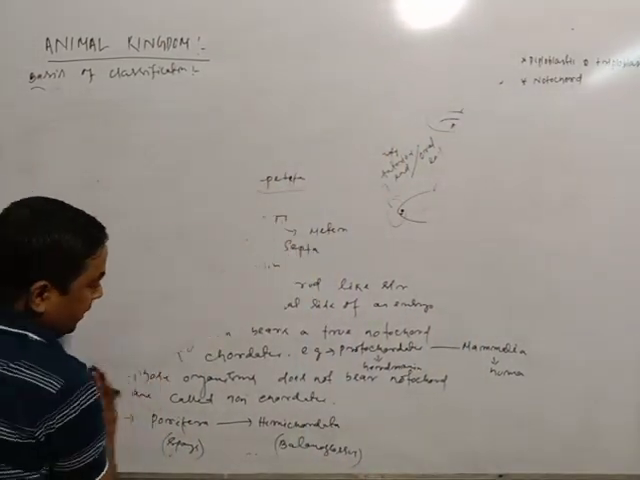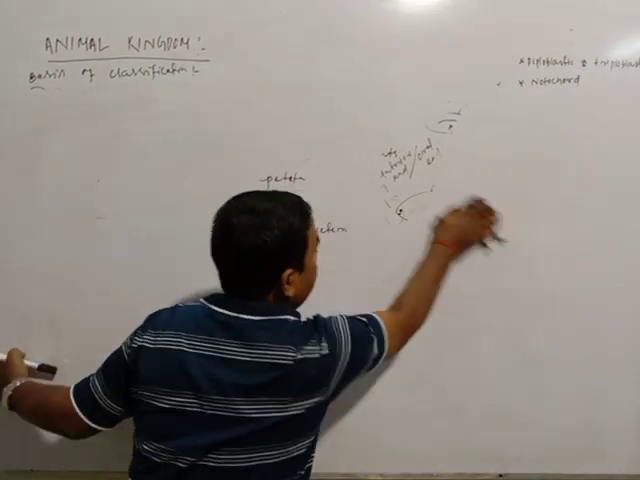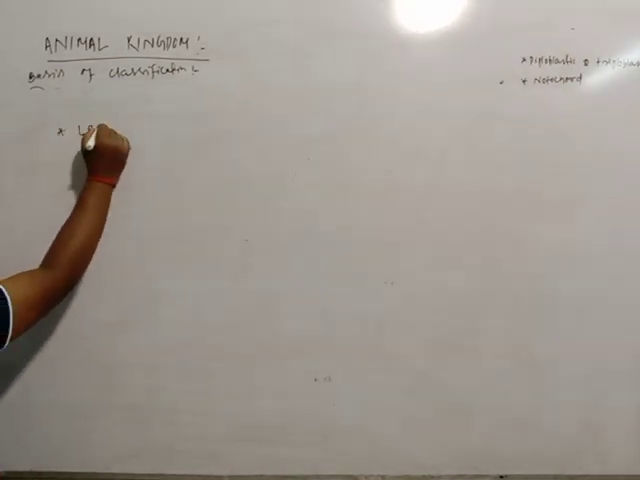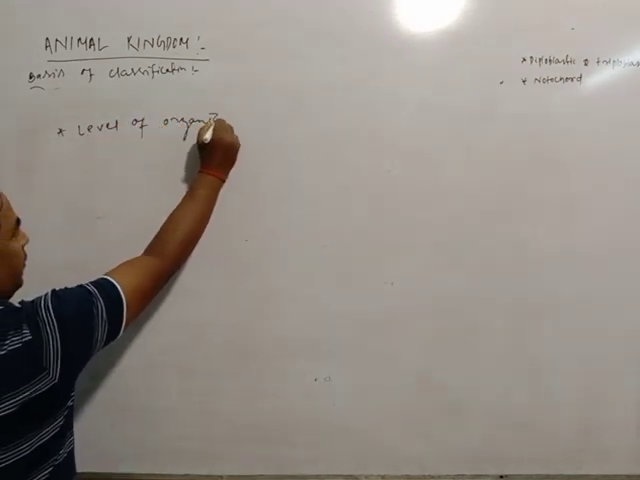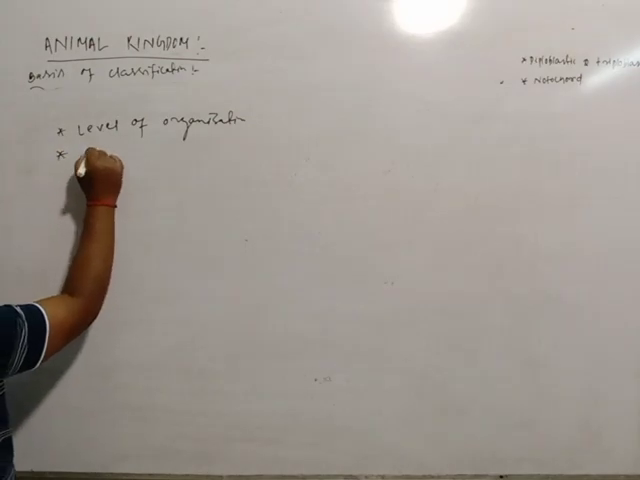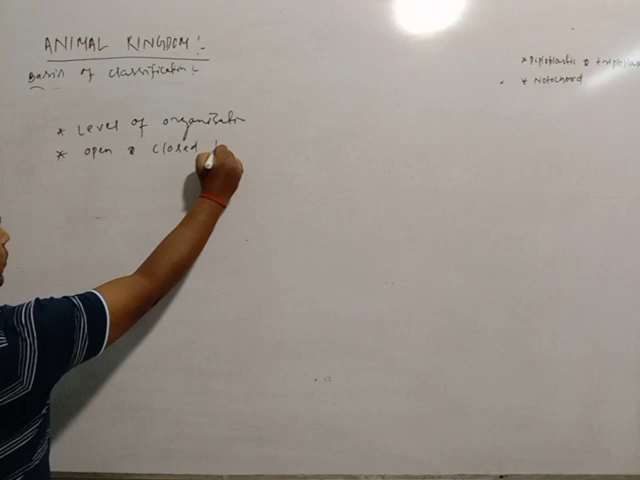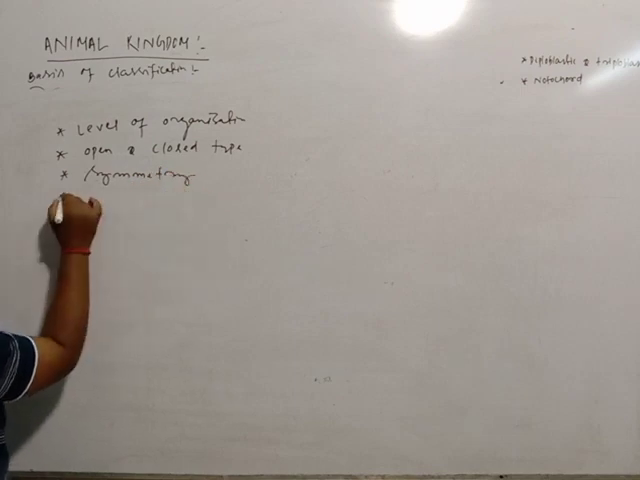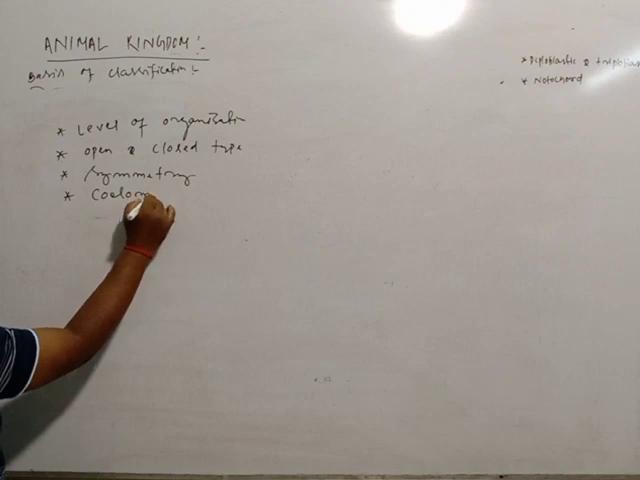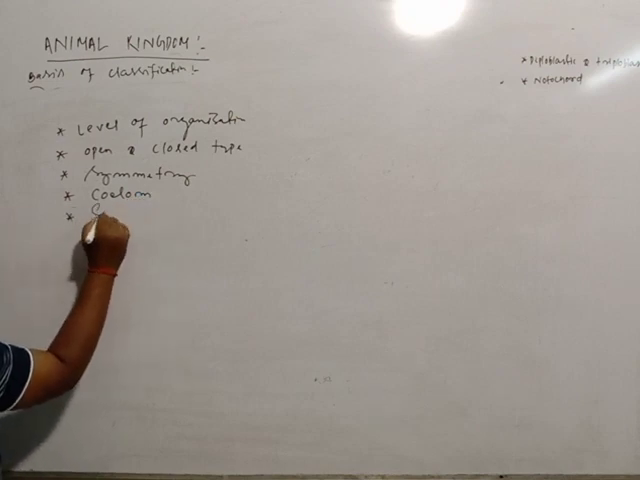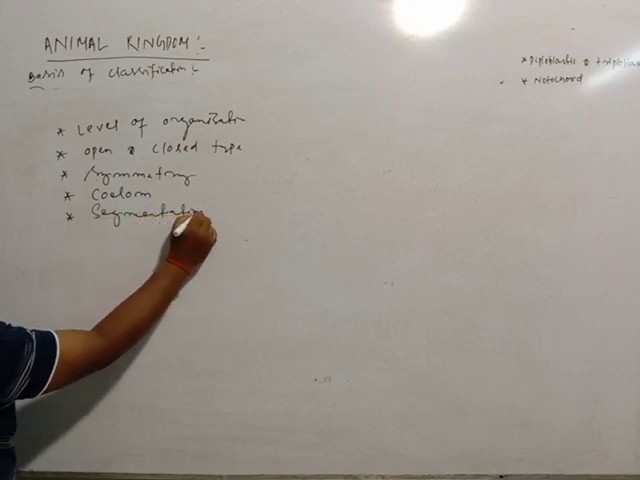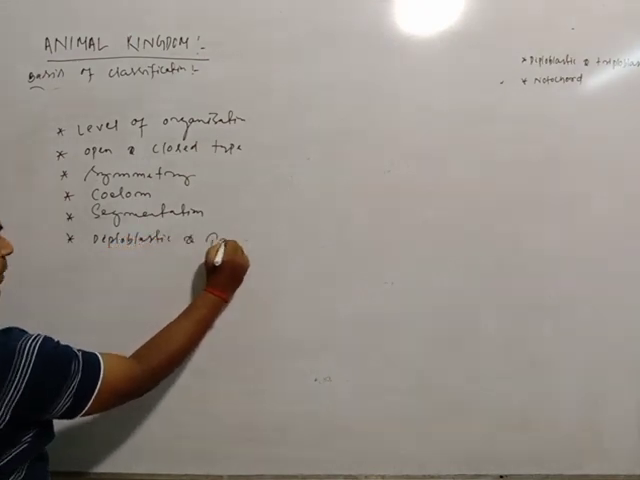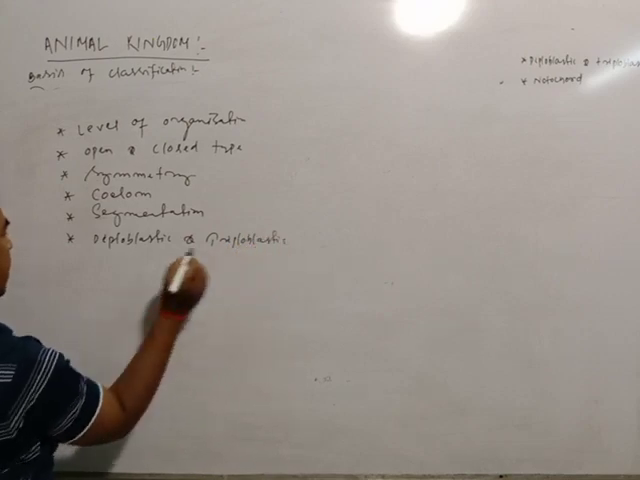Till now we have discussed the basis of classification: level of organism, then open and closed type, then symmetry, then coelom, then segmentation, then diploblastic and triploblastic, and notochord.